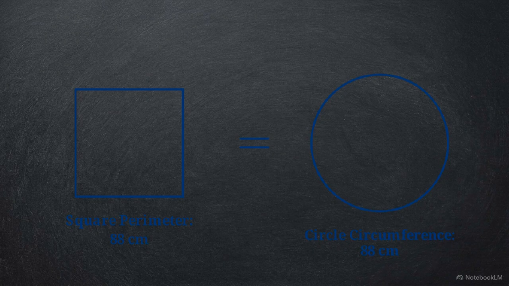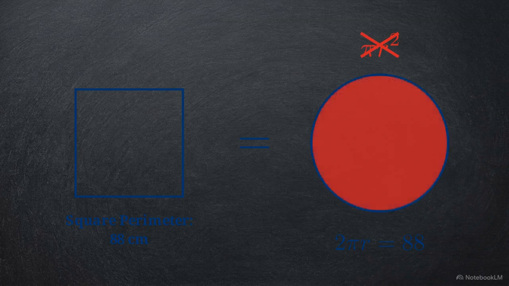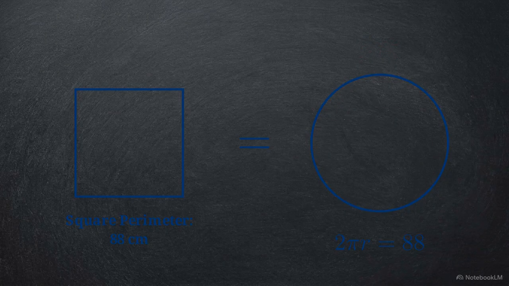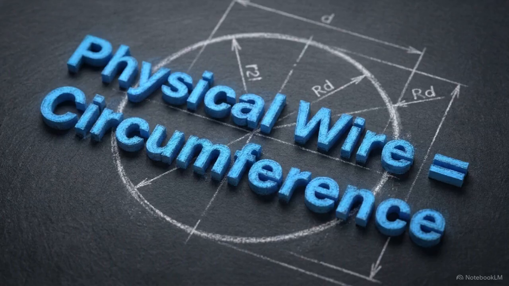The distance around a circle is its circumference, so we take the standard formula, 2 pi r, and set it equal to our 88 centimeters. Do not use pi r squared here. That formula calculates the flat, solid area inside a circle. Our wire only forms the hollow outer boundary. Equating the physical wire directly to the concept of circumference is the logical leap needed to build our equation.